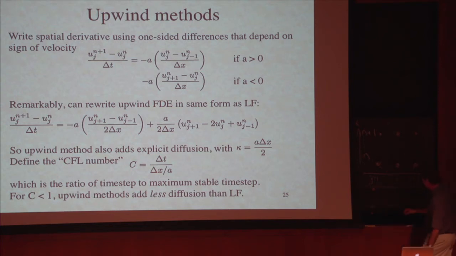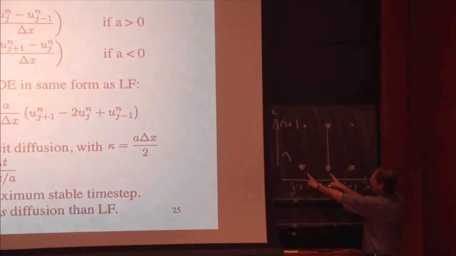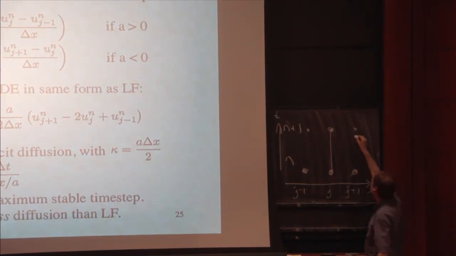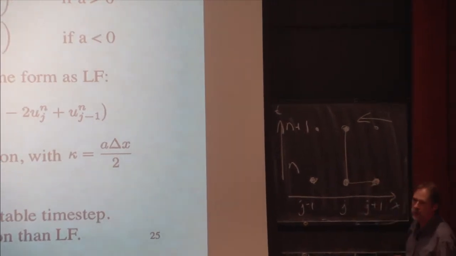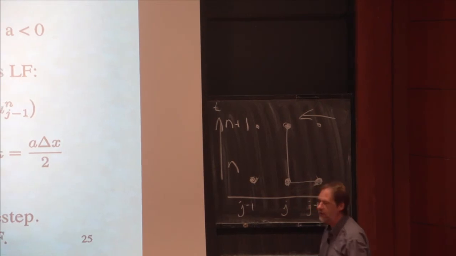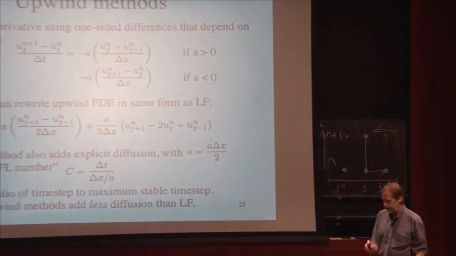I'm going to choose a difference molecule that couples the time derivative at point j, so u^(n+1) and u^n at point j, and then I'm going to choose the spatial derivative either using these 2 points or these 2 points, depending on which way the flow is going. If the flow is going that way, then I would choose these 2 points to calculate the spatial derivative. If the flow is going that way, I would use these 2 points. So I'm using the upwind points to calculate the spatial derivative.